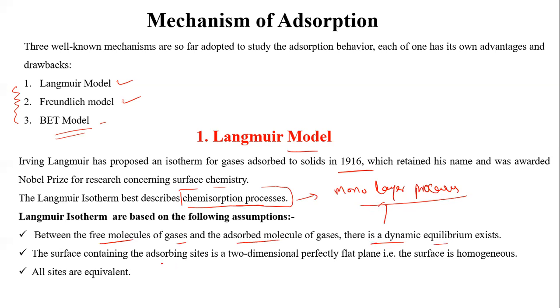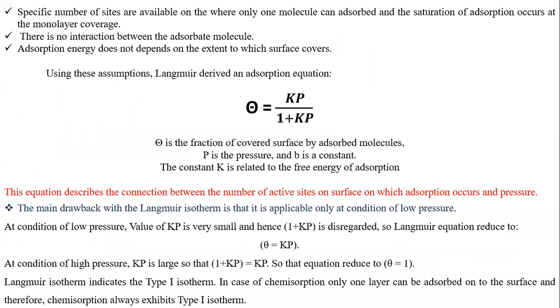Second, the surface containing the adsorbing sites is a two-dimensional, perfectly flat plane. The surface is homogeneous. It means if you have any rough place, the Langmuir model cannot fit that. All sites are equivalent, meaning whatever adsorption sites are available, all are equivalent in the Langmuir model. Next, a specific number of sites are available, where only one molecule can adsorb, and the saturation of adsorption occurs at monolayer coverage.